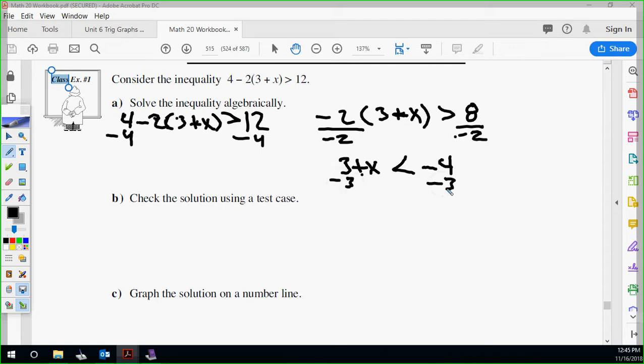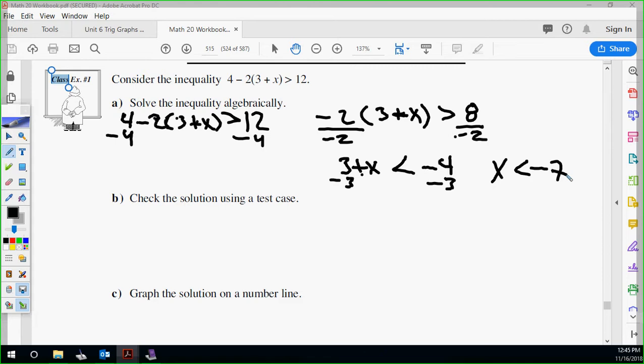Yes, it would work if you distributed. Yep, if you prefer that, that's fine. x less than negative 7 is your solution. Or multiply, yeah. If you divide or multiply by a negative number, you have to flip the inequality. Okay, so check the solution using a test case.